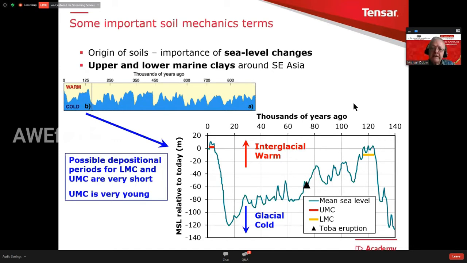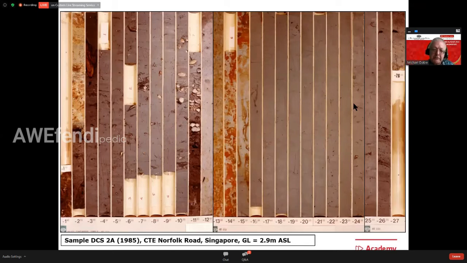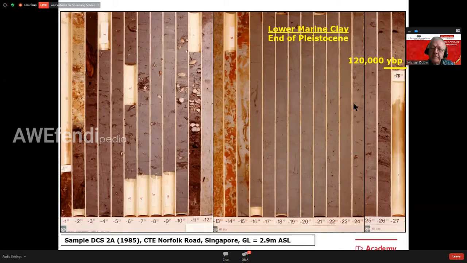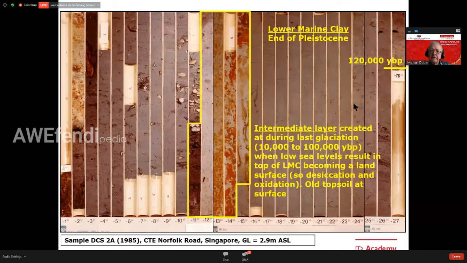And I have this really very nice picture, which was taken from some sampling I was involved in Singapore a long time ago. But it's a Delft continuous sample taken right through the marine clay deposit in Singapore. And it would be very similar to here in Indonesia. So what we have down at the bottom there is about 120,000 years ago. The sea level was high, so the marine clay could be deposited, and we call this one the lower marine clay. But at the top of it, what happened then between 10 and 100,000 years ago, the sea level dropped, and that became a land surface.